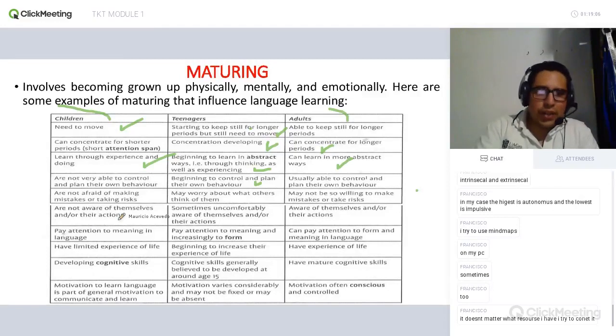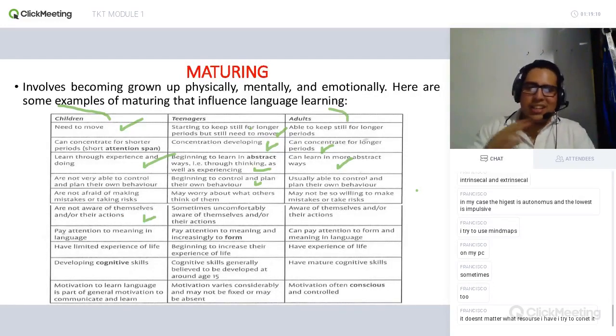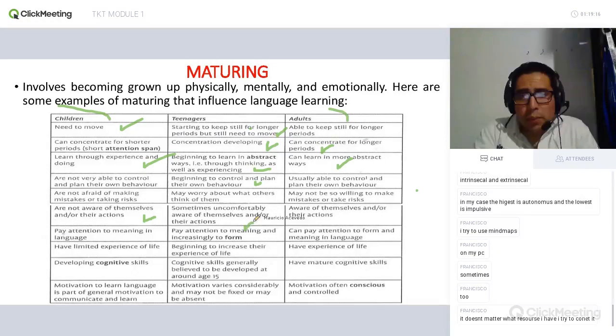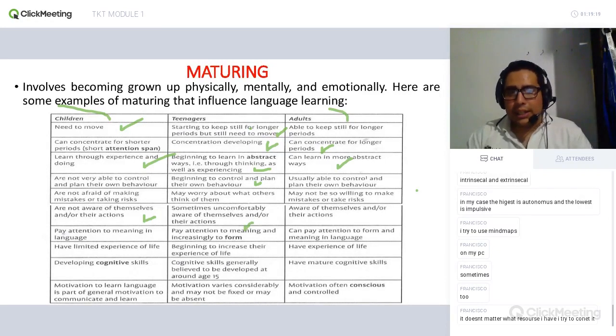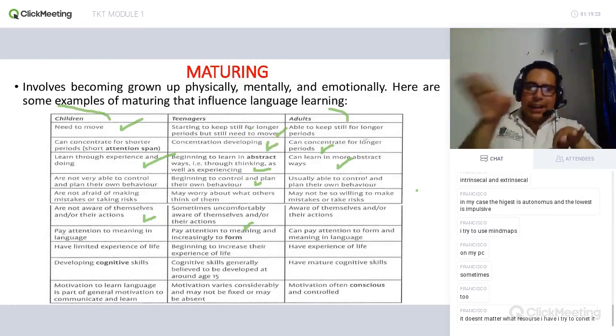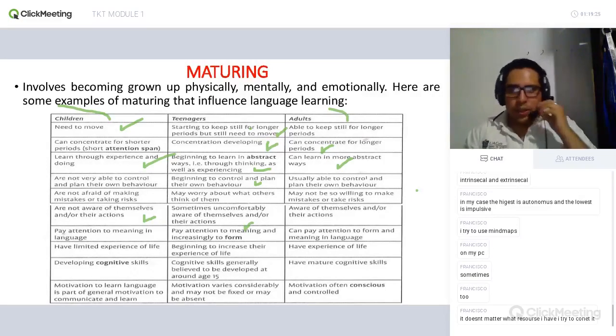Children, for example, are not aware of themselves and their actions. They don't even know what English is, right? But teenagers are uncomfortably aware of themselves and their actions. So one more time, they are in the middle. They might care, they might not care. And adults, they are aware of themselves. They are more mature, more developed, let's say.